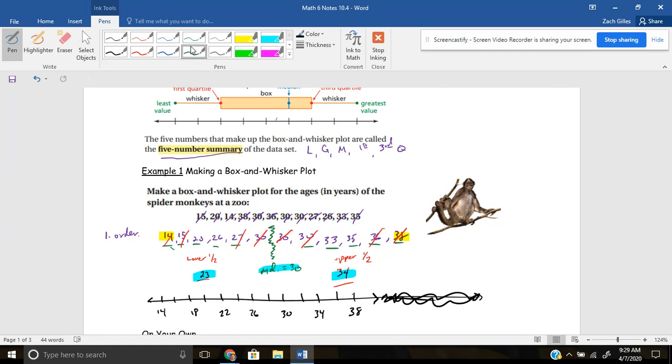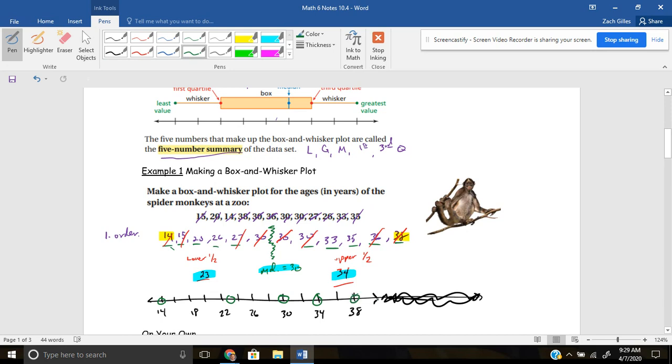It doesn't really matter which ones you plot first. Some people just like to go least to greatest. So my smallest number was 14. My first quartile was 23. So that would be between 22 and 24. My median was 30. The third quartile was at 34, and my greatest number was 38.